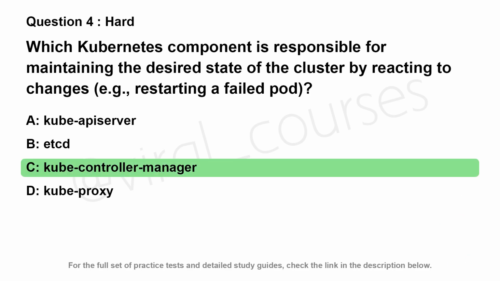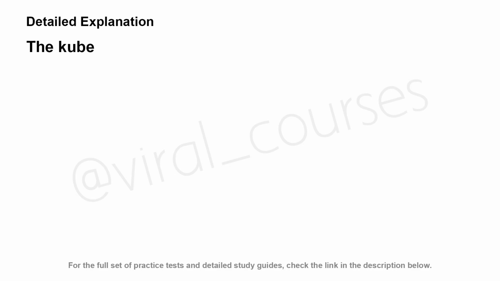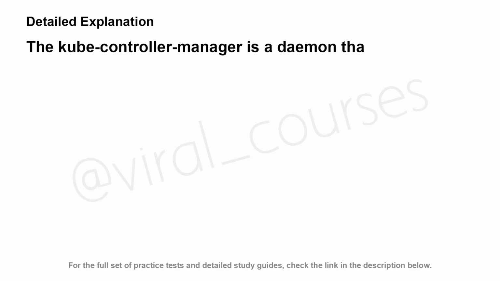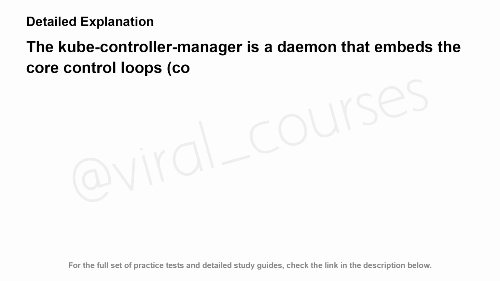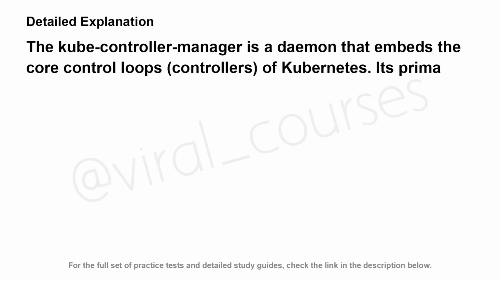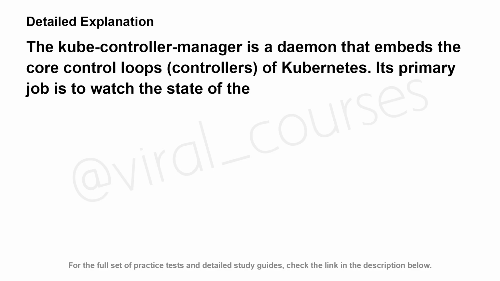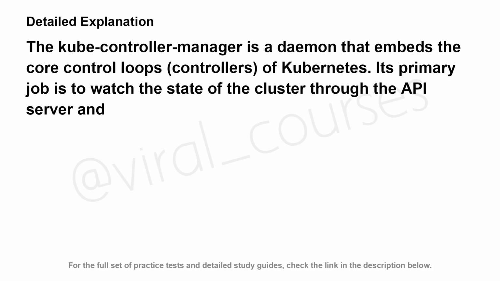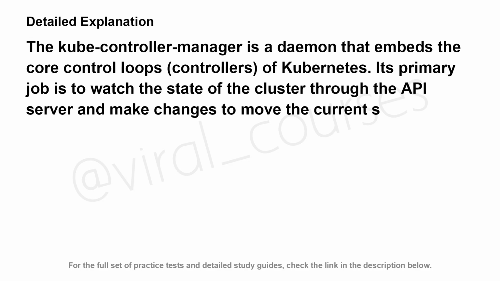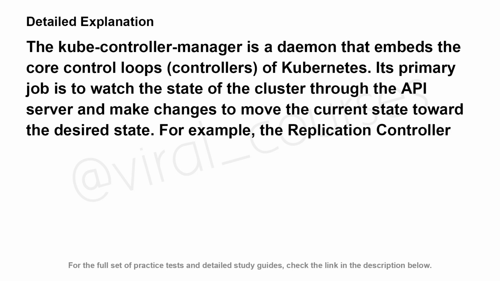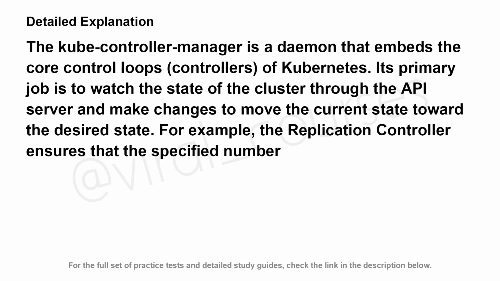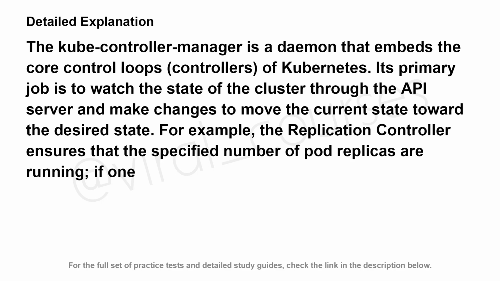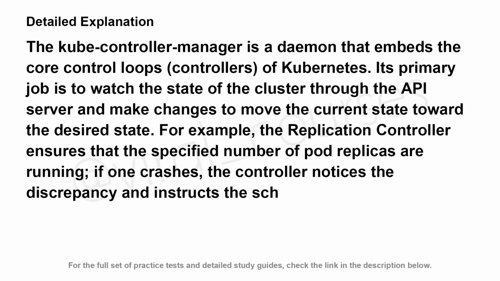The correct answer is C. The Kube Controller Manager is a daemon that embeds the core control loops, controllers, of Kubernetes. Its primary job is to watch the state of the cluster through the API server and make changes to move the current state toward the desired state. For example, the replication controller ensures that the specified number of pod replicas are running. If one crashes, the controller notices the discrepancy and instructs the scheduler to start a new one.